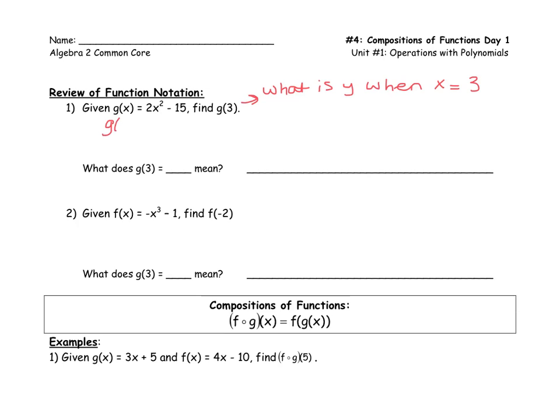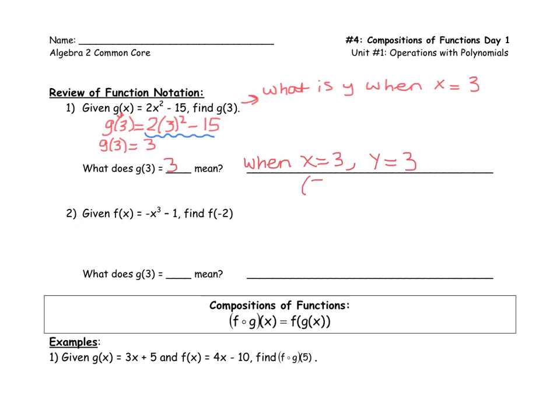So we could write this as g of 3. And it's clear now that every time I see an x, I'm going to put a 3 in instead. So it's 2 parentheses 3 squared minus 15. So now what you're going to do is put this whole thing into the calculator and get a number. You should be getting 3. So this g of 3 came out to 3. So my question down here is, what does g of 3 equaling 3 actually mean? Well, it means that when x is 3, y equals 3.